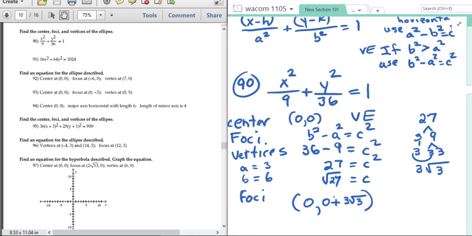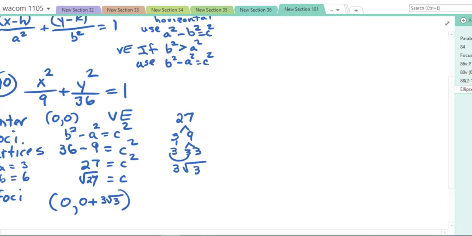What else did they ask us? Center, foci, vertices. Your vertices, the ones that are called vertices, are on the axis that is your major axis, and it's not called the major axis here. We're vertical, and so b is the component you want. We could have drawn these. We could have made a little picture. That would have been helpful. Well, let me just make this big. We'll make a little picture here.